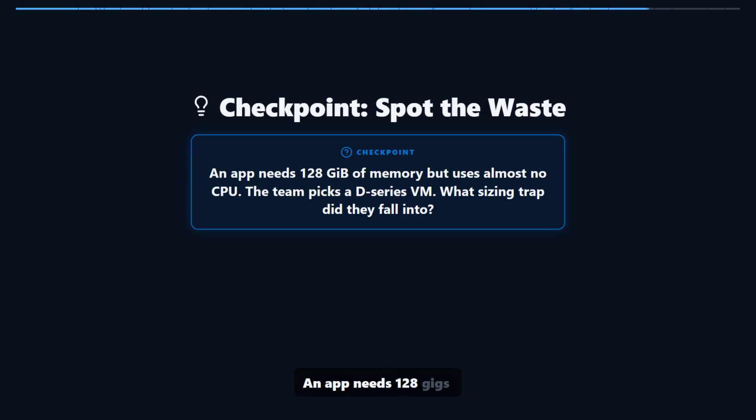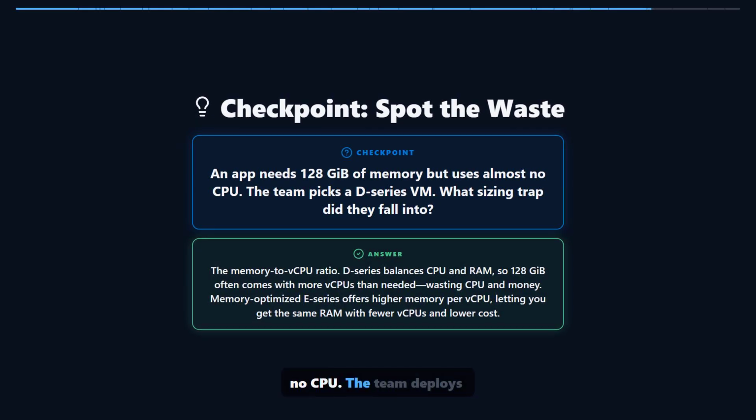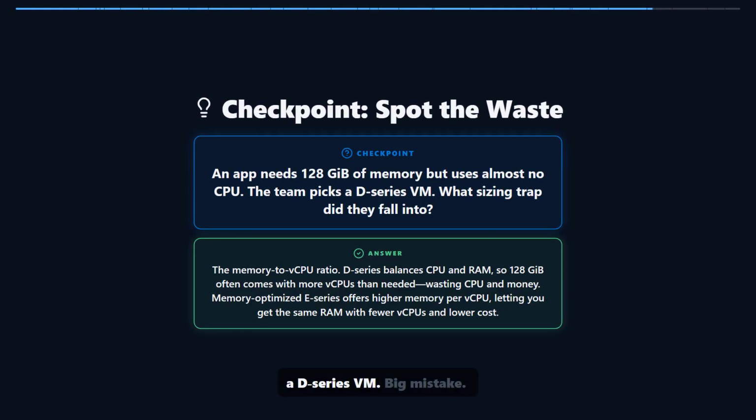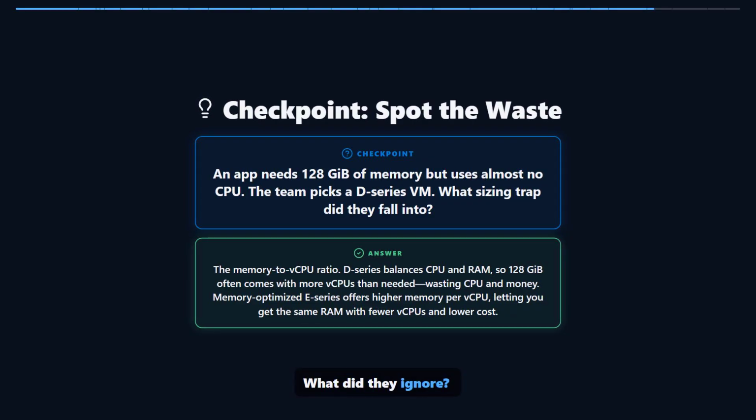An app needs 128 gigs of memory but uses almost no CPU. The team deploys a D-series VM. Big mistake. What did they ignore?